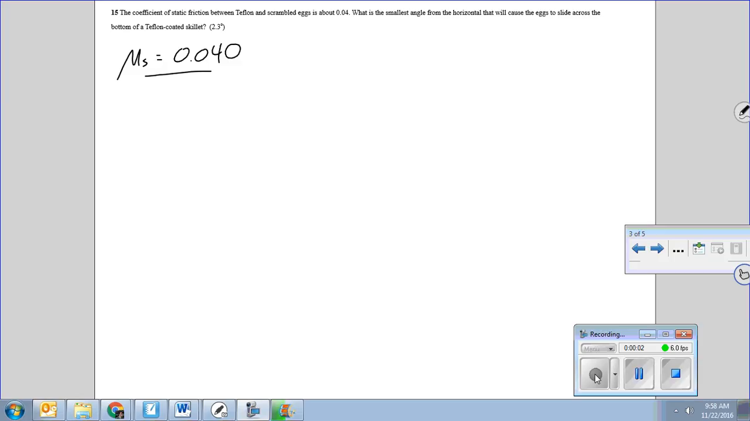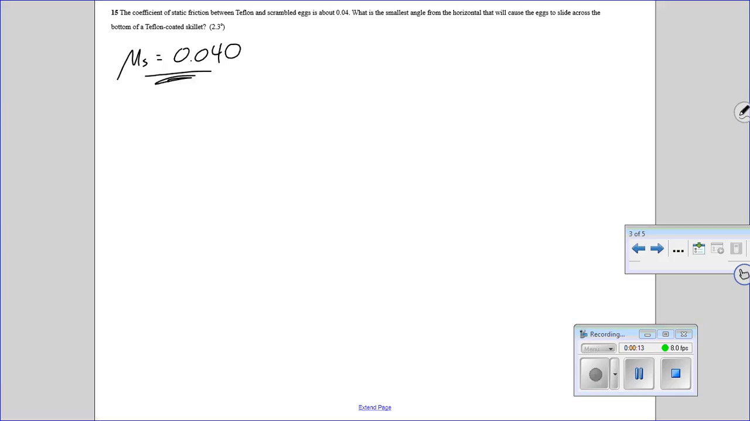All right, this is problem number 15 from chapter 6 of the Halliday and Resnick textbook. We've got this Teflon pan with scrambled eggs on it, and the coefficient of static friction between them is 0.04. And we're trying to find the smallest angle at which you could tip the pan so that the eggs will slide down, right?